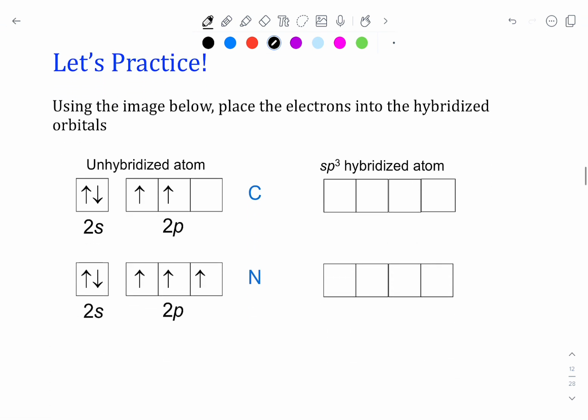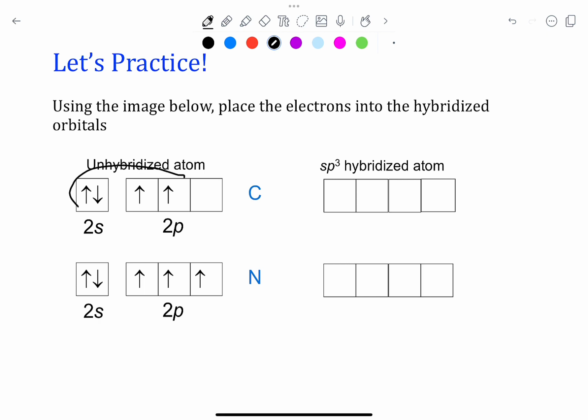So let's practice that promotion. Using the images below, place the electrons into the hybridized orbitals. All of these, this carbon and this nitrogen, are going to form sp3 hybridized atoms. We've shown carbon before, and basically we know that carbon is going to form an sp3 hybrid orbital because it can only form 4 bonds.